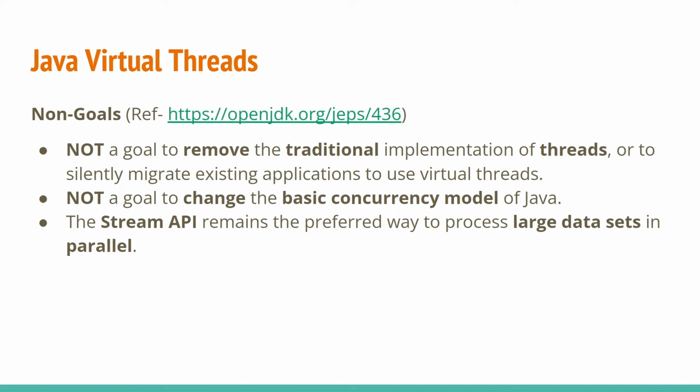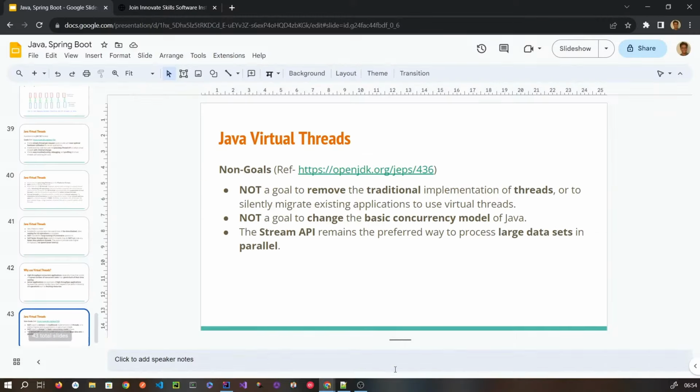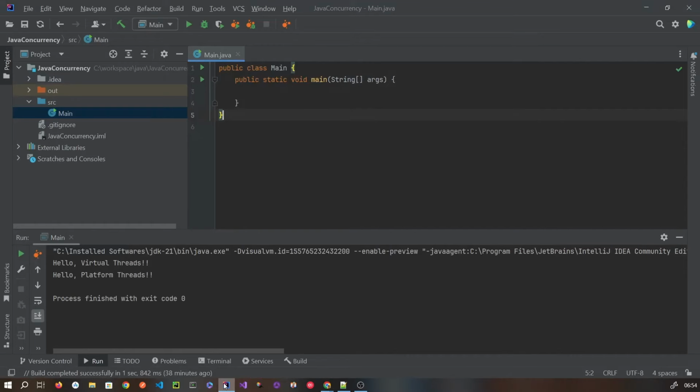And the Stream API, which we are using, remains the preferred way to process large data sets in parallel. So this is very important. The Stream API remains the preferred way to process large data sets in parallel. So now let's go to IntelliJ.